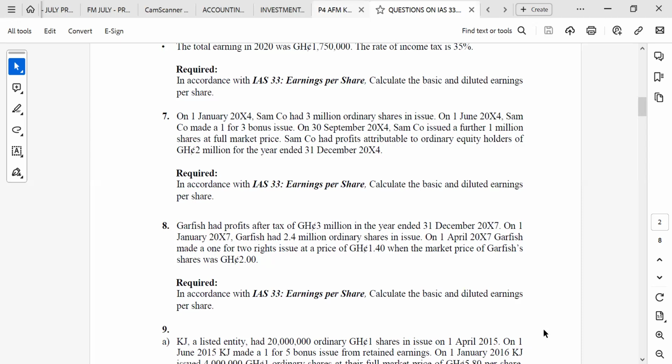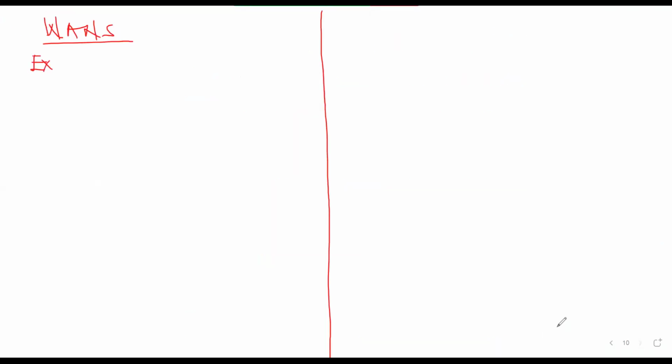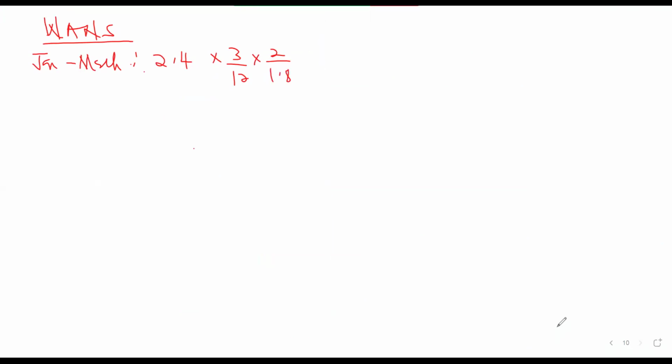1st April, isn't it? So it means that we have done 3 months before the right issue. We come here, we have our existing shares, January to March. So for January to March, you have 2.4 multiplied by 3 over 12 multiplied by the bonus fraction of 1.8. That is what you are going to do. Maybe this is what we have seen before.